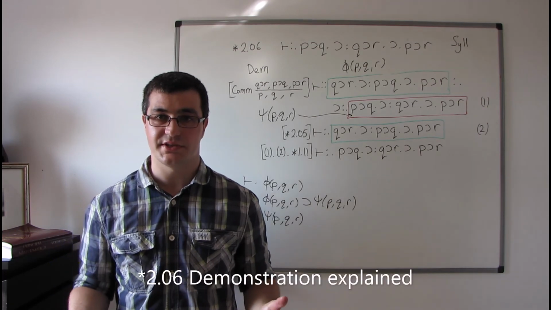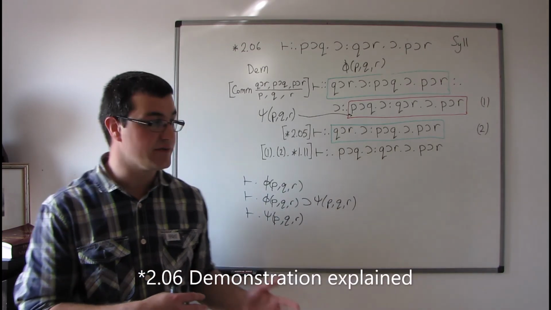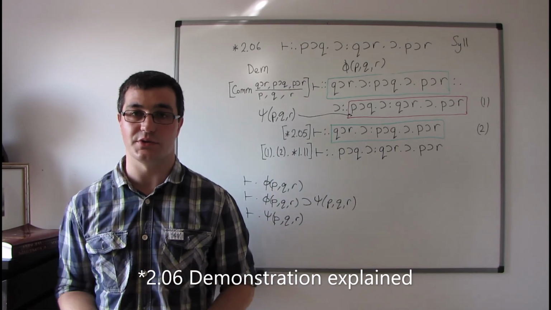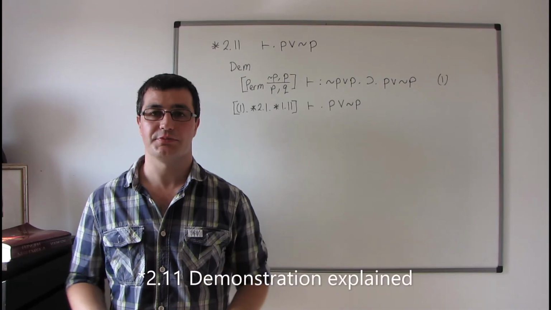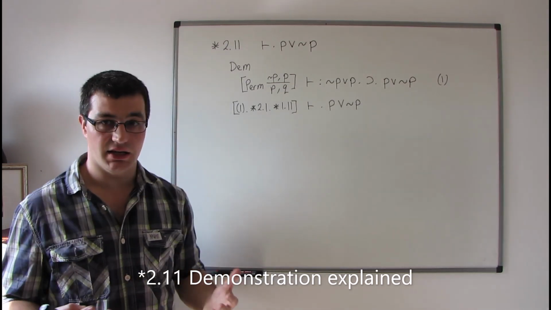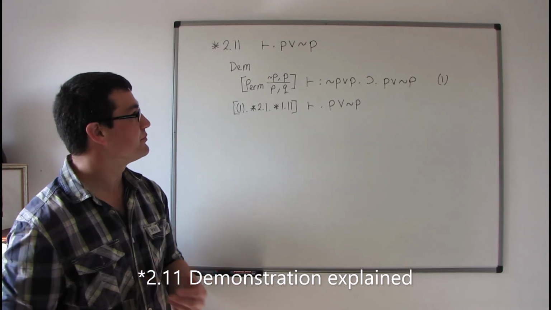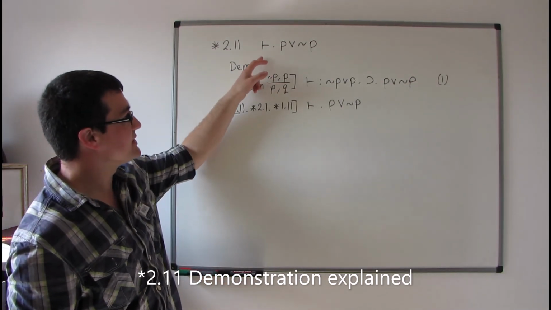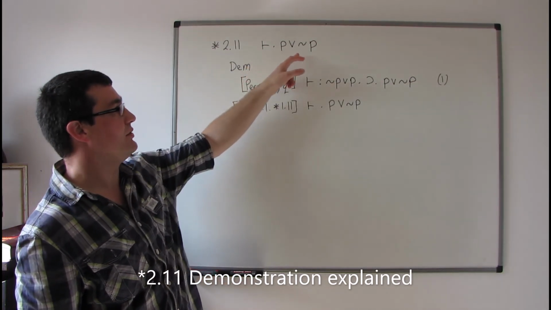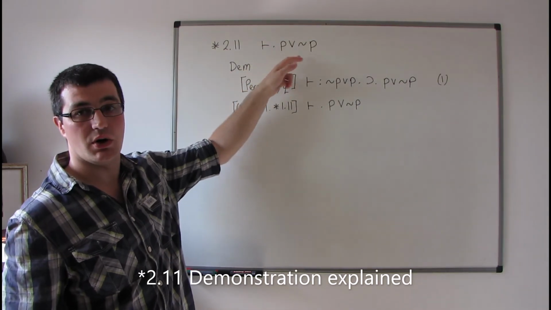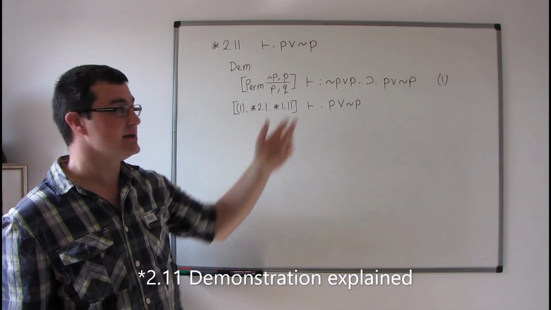So that brings us to the end of the demonstration of this particular proposition. I'm going to move on now to the next proposition. The next proposition that I want to go through is 2.11, the so-called Principle of Excluded Middle, which states that it can be asserted that P or not P. In other words, either P is true or its negation, not P, is true.